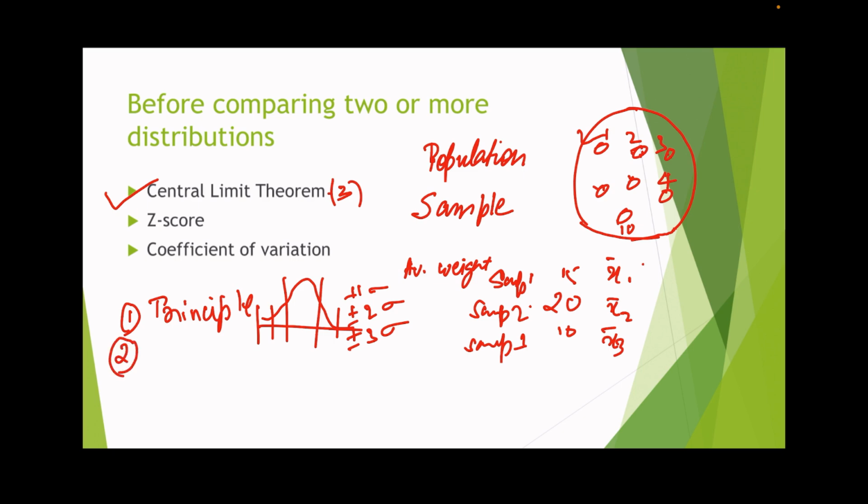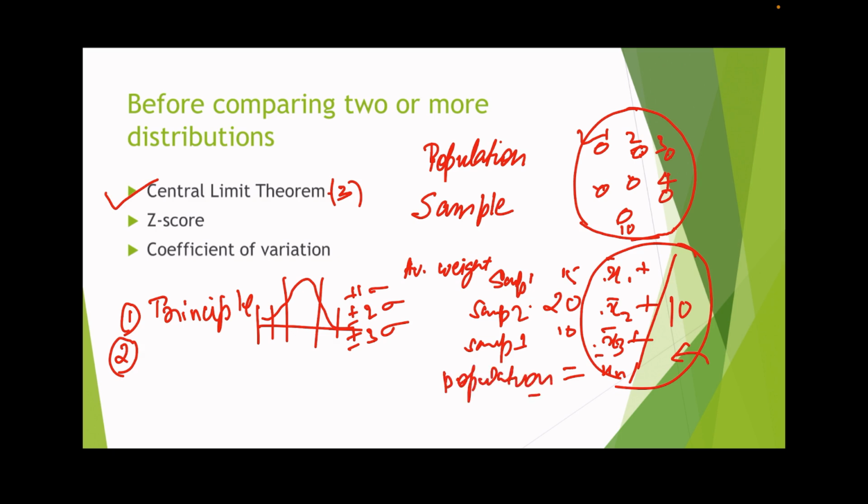The second principle says that if I take all the sample means and do a summation of all these sample means, so if I do x1 plus x2 plus x3 plus xn, and then I divide it by 10. So what I am doing here is I am taking all the individual sample means and then trying to get an average of that. So this mean of the sample means will be equal to population mean.